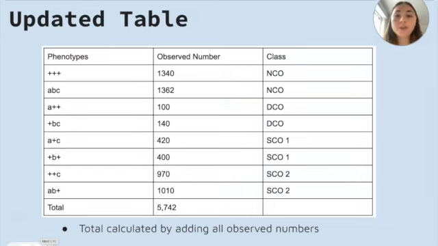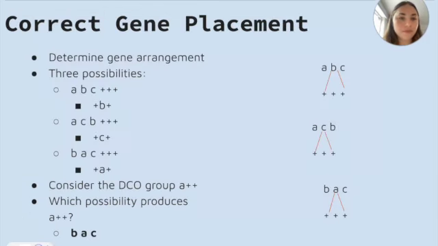From determining all the recombinant and double recombinant classes, we can now determine correct gene placement. There are three possible gene arrangements, and these are ABC, ACB, and BAC. To figure out which arrangement is correct, we must compare it against the double crossover group phenotype A++.